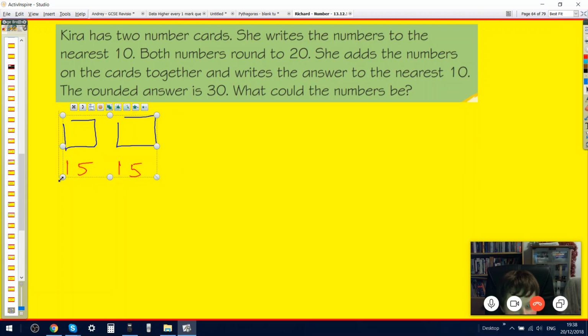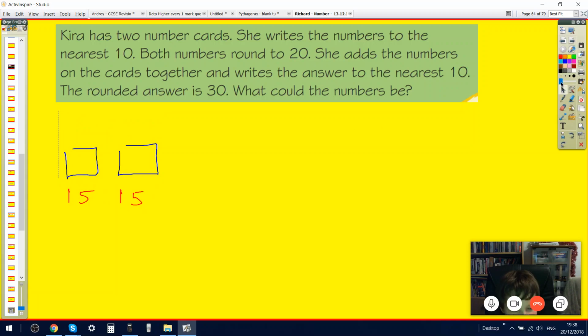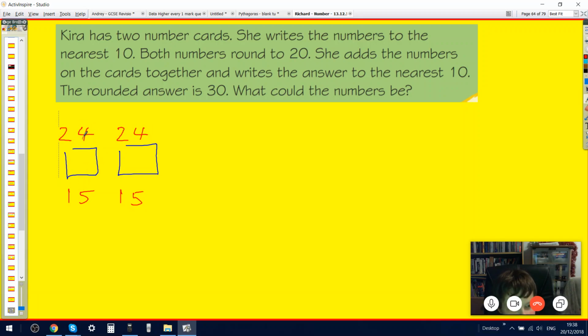What does 21 round to? That rounds to 20. And so, what's the biggest number you could make that rounds to 20? 24. Well done. And so, I'll write that on top. So for each of these, the biggest number is 24. The smallest number is 15. Yeah. And so she adds the numbers together and writes the answer to the nearest 10. So the rounded answer is 30. So you have to come up with 2 possibilities.